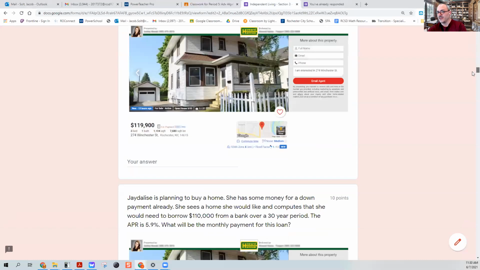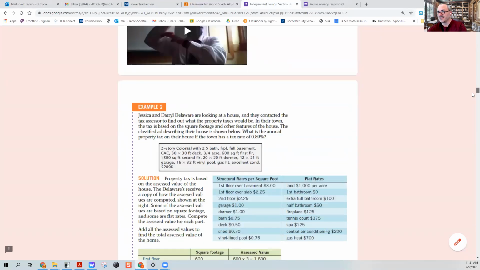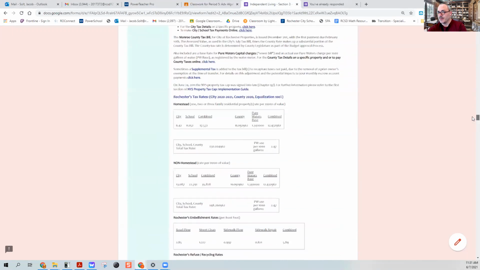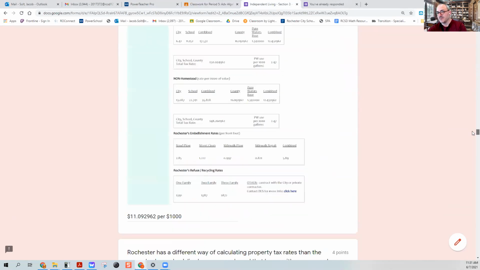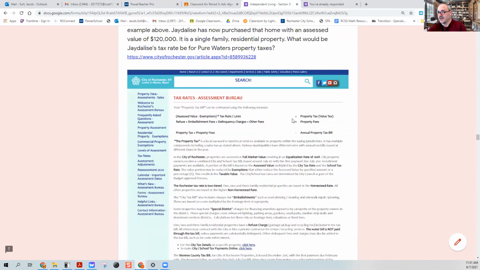All right, I'm going to look for example 4. I'm scrolling down until I get to example 4. There's example 2 right there. I'm still scrolling. This is where we calculated taxes. Remember, this is the City of Rochester's tax site that we looked at. All right, tax rates.